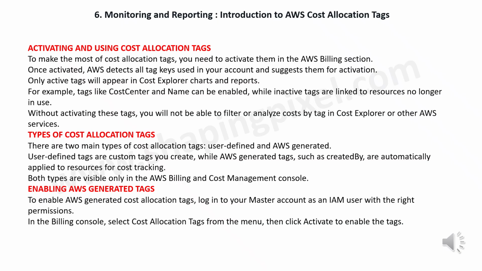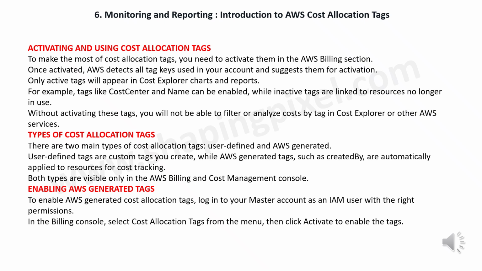For example, tags like Cost Center and Name can be enabled, while inactive tags are linked to resources no longer in use. Without activating these tags, you will not be able to filter or analyze costs by tag in Cost Explorer or other AWS services.